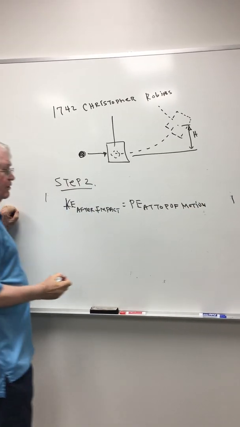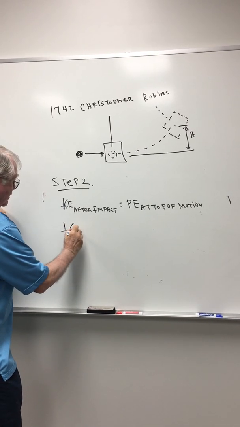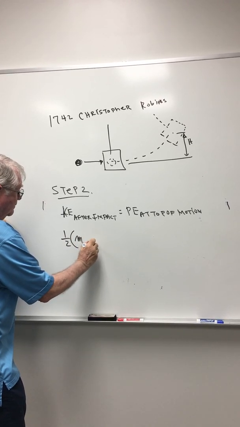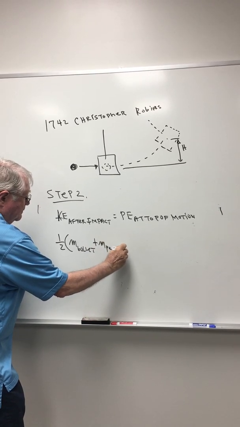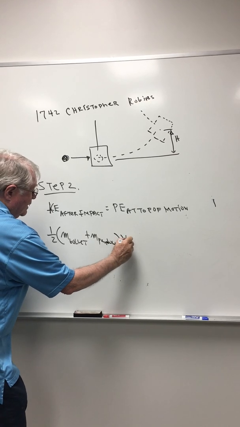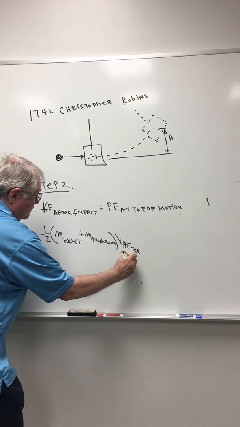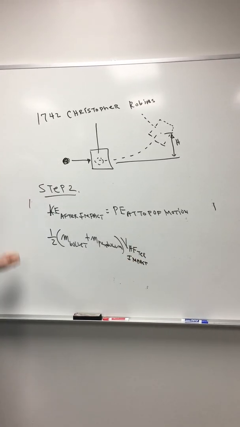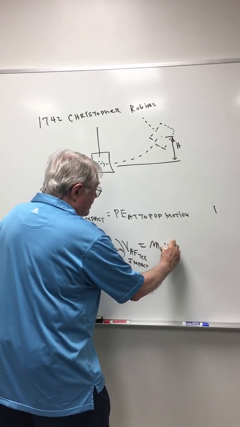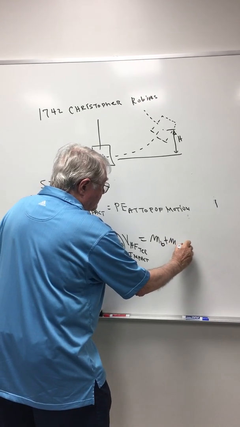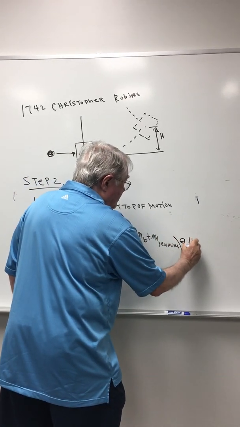Now the formula for the kinetic energy is 1/2 mv squared. So after impact it's going to be 1/2 the mass of the bullet plus the mass of the pendulum times the speed after impact, and then it becomes potential energy, which would be the mass of the bullet plus the mass of the pendulum times gravitational acceleration times the height.